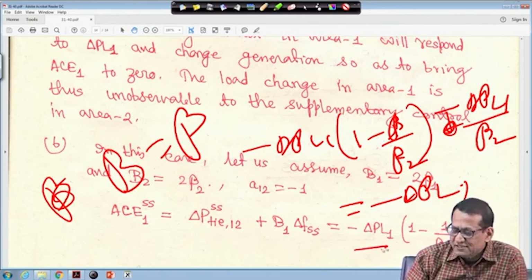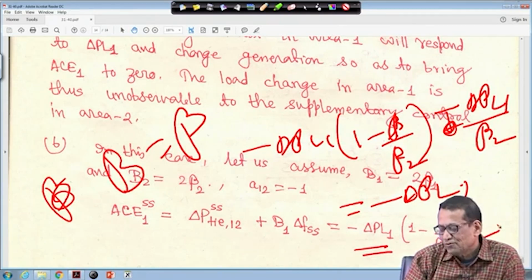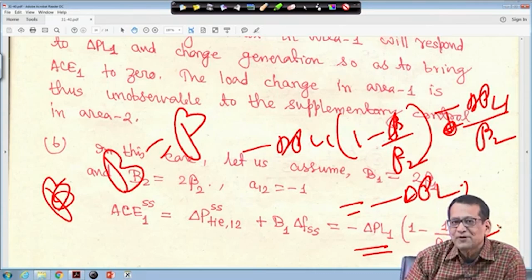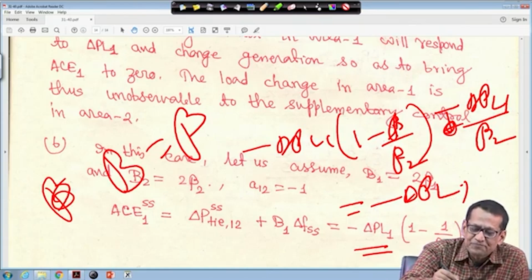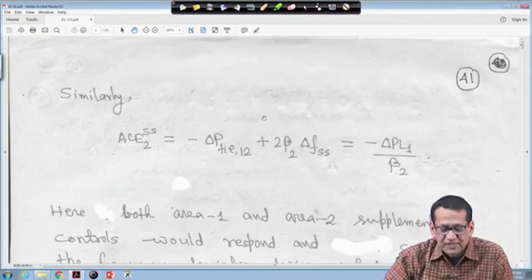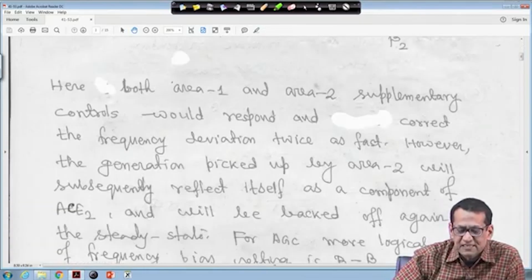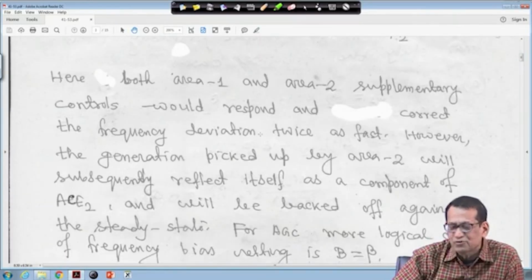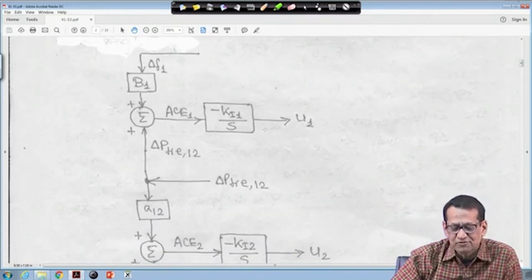So, that is the meaning. I showed you how to make this one. You will find that it is minus delta PL1 times 1 minus 1 upon beta 2, right. Some mathematical simplification you have to do. Now, this is what it looks like. Next, this I have already told, so I am not telling again. Next is the integral controller, right.